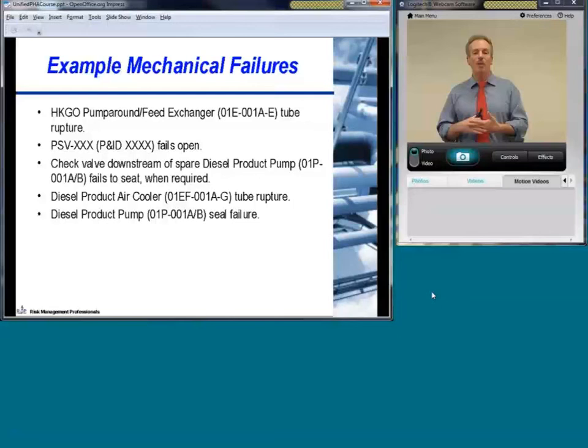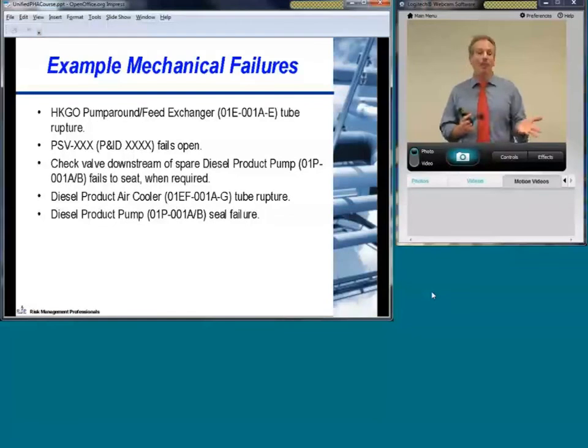A PSV failing open. I don't know how many times the team says, our PSVs don't fail open, we maintain them. Well, if you look at the statistical data of plant sites, mechanical failures do happen. If a PSV fails open, you want to make sure the system's designed for that. So you want to at least look at it as a credible scenario for your HAZOP study.